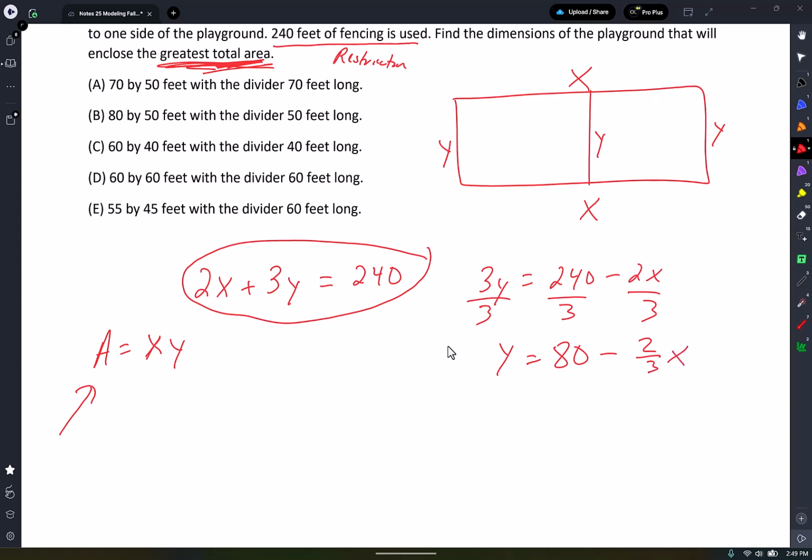What's up? Could we also solve for x? Yes. You could have also solved for x, gotten it in terms of y, plugged it in, and just taken the derivative with respect to y. Are we still okay, guys?